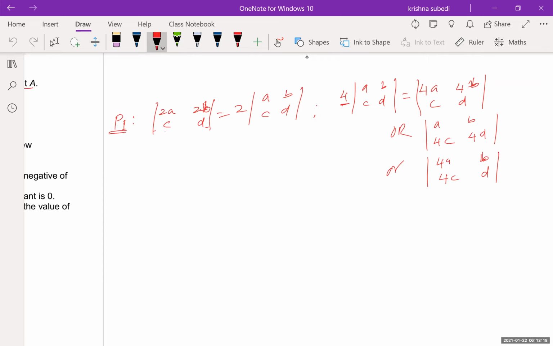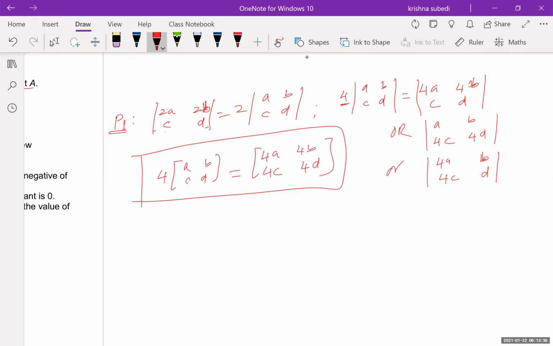And this is very different from matrix. So if I have a matrix, let's say 4 times A, B, C, D, if I want to multiply this with matrix, then it will be 4A, 4B, 4C, 4D. In case of matrix, we multiply every element of matrix with that factor. But in case of determinant, we just multiply with one row or one column. Doesn't matter which row or which column, just keep that in mind. That's property number 1.